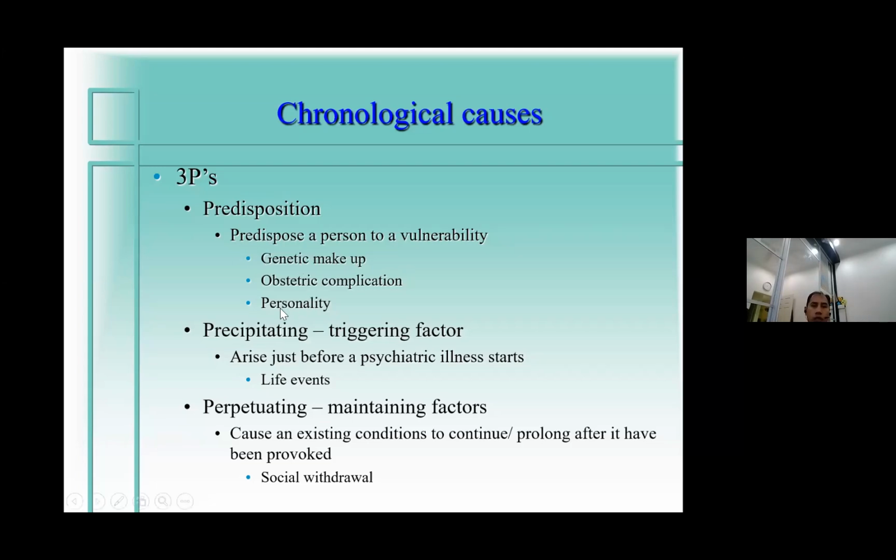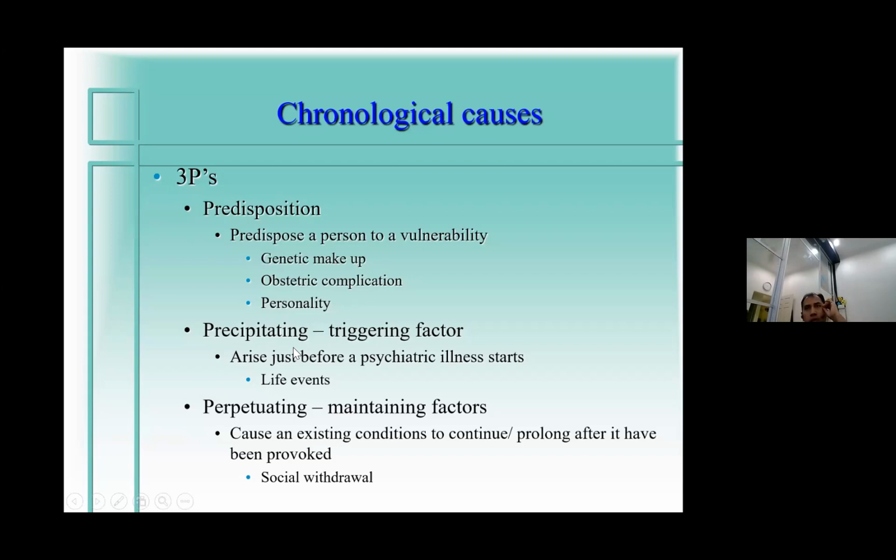Number 2 is personality. We can also say obstetric complications, especially those with difficult delivery causing some kind of brain insult. That predisposes a person to develop a psychiatric disorder later on. Okay, next will be precipitate.